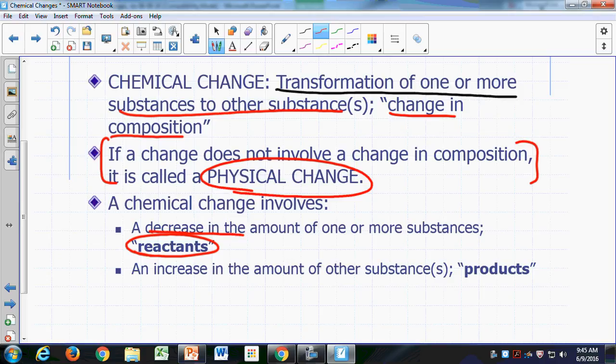So we say chemical change is synonymous with the phrase chemical reaction. So another word for chemical change is chemical reaction. So the substances that interact, that get transformed, are called the reactants, and for the substances that are formed, you'll have an increase in the amount of those. They are produced, so you call them your products.